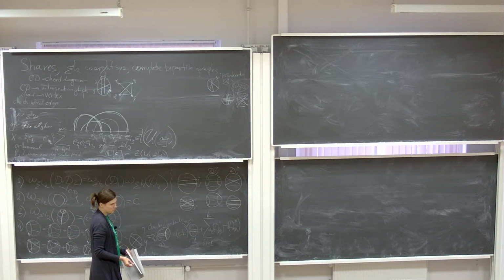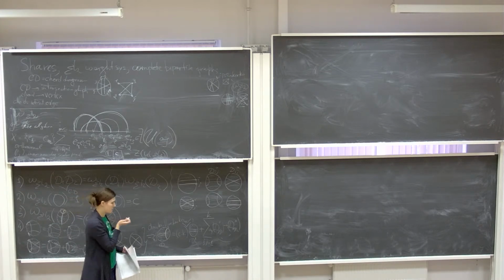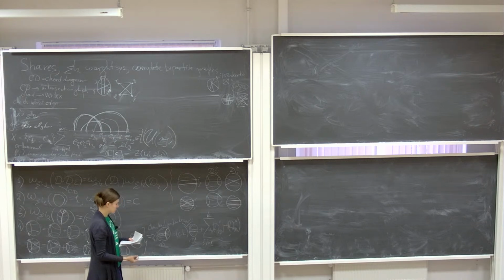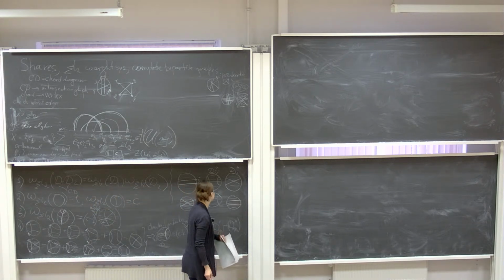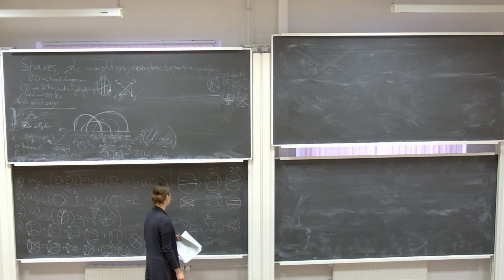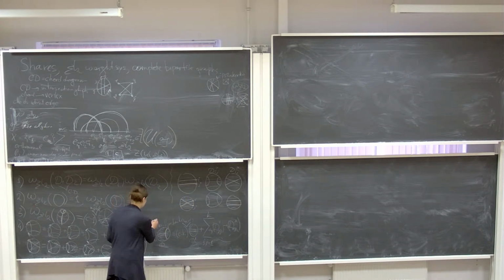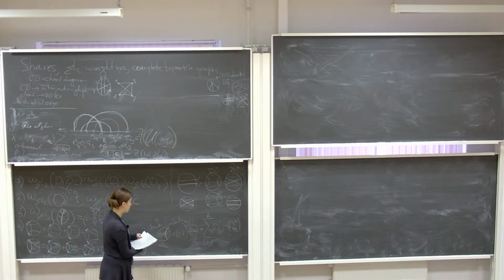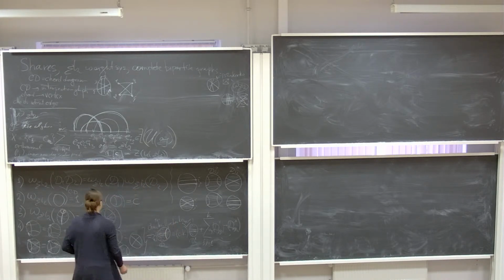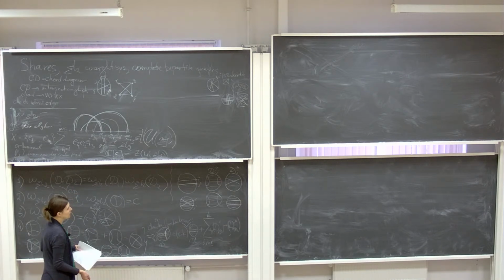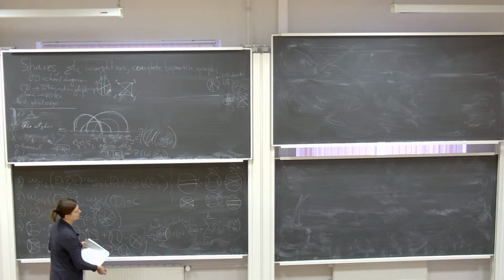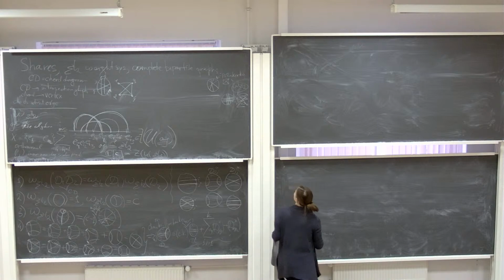Is it your invention, or was it already in the book of Chmutov, Duzhin, and Mostovoy? It was in the paper of Chmutov and Varchenko. It was already in the paper of Chmutov and Varchenko. Okay. Which is 96, I believe, or something like that. Okay, this is more useful in some applications. Okay, I think now I will speak about shares, and maybe about joins.